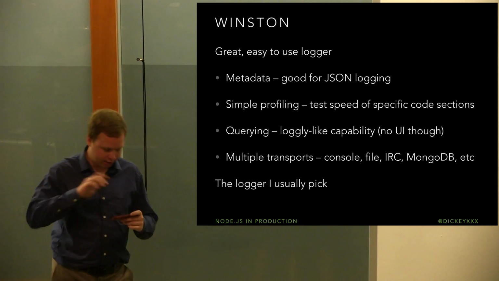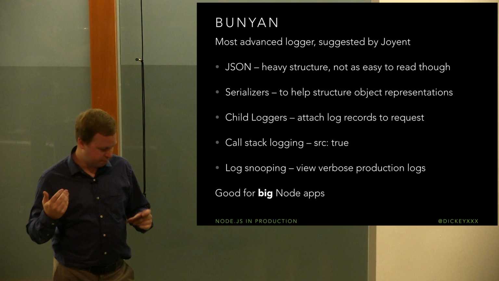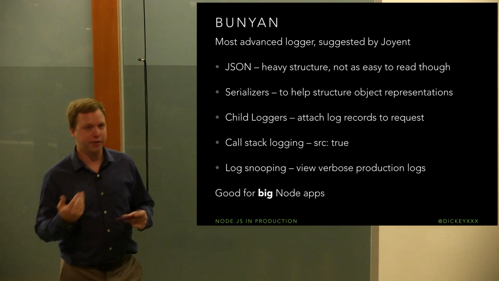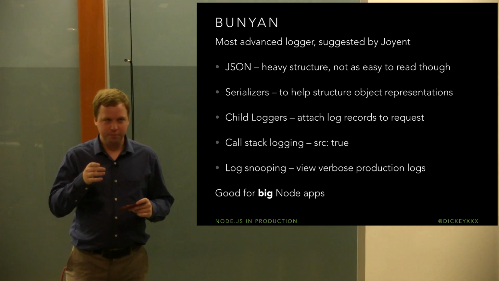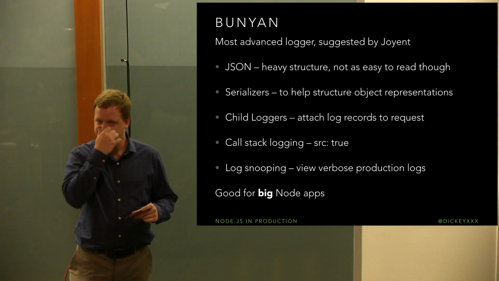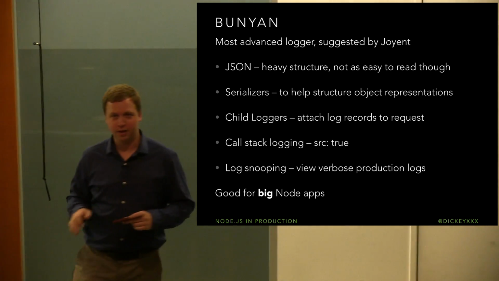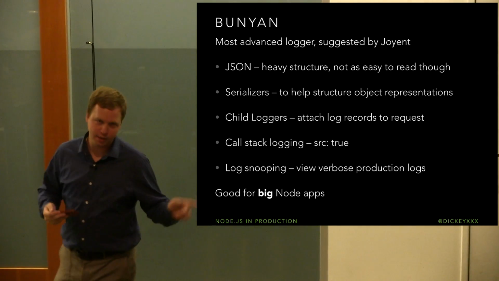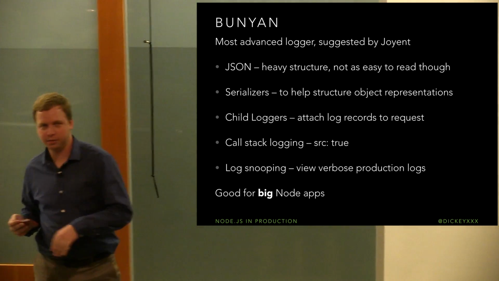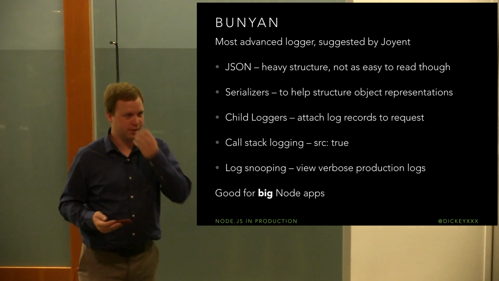Contrasting that, the one that Joyent suggests is Bunyan. Bunyan is definitely the most advanced logger that I know about, and it's almost the opposite of Winston, in that it emphasizes machine readability. And as you'll find out, there are a lot of debates over the right way to log. Some people say use timestamps. Some people say never use timestamps. Some people say use JSON. Some people say don't use JSON. I don't know. I'm just giving you the options here.